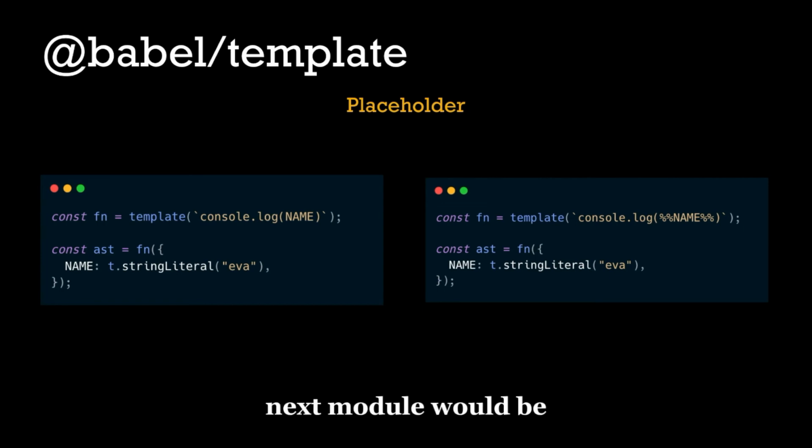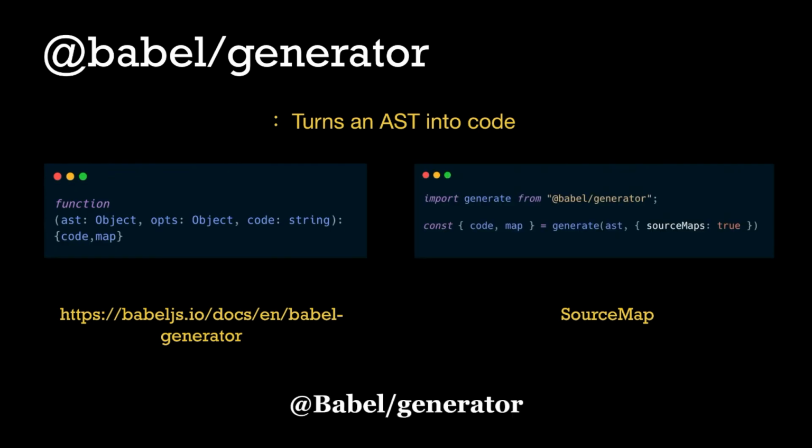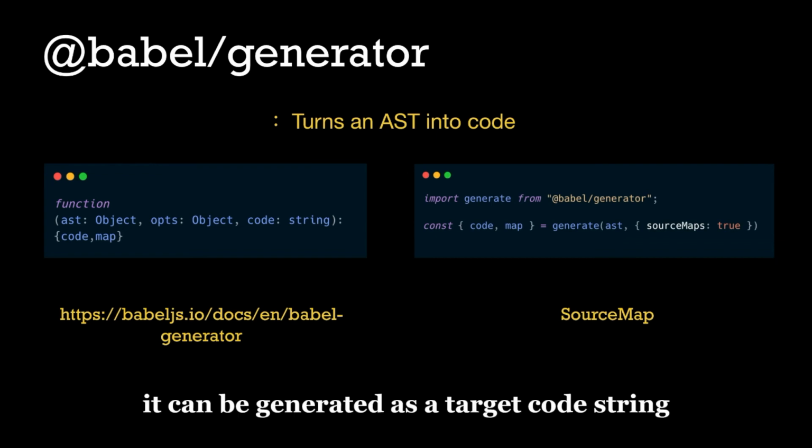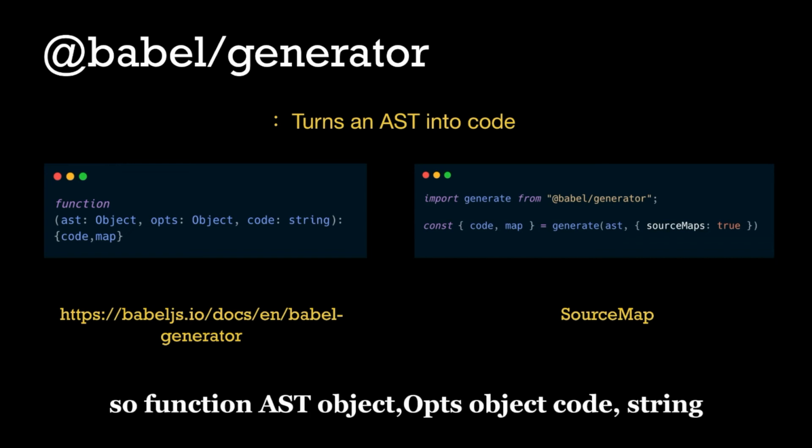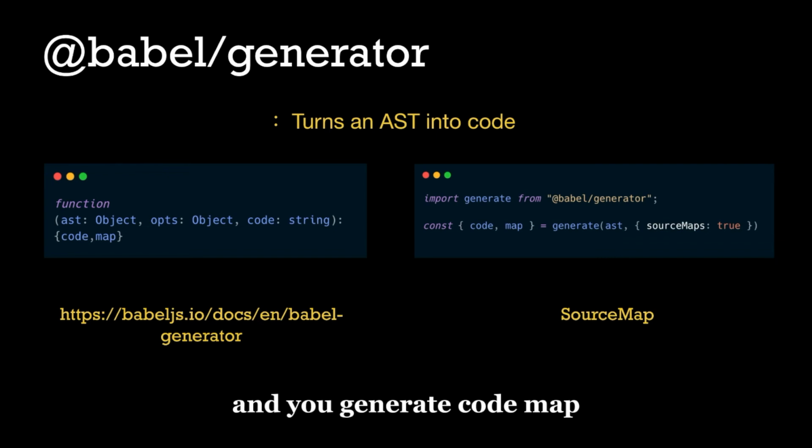Next module would be Babel generator. It turns an AST into code. After the AST is converted, it can be generated as a target code string through the generate API of the Babel generator module. So it takes a function, AST object, options object, code string, and you generate code map.